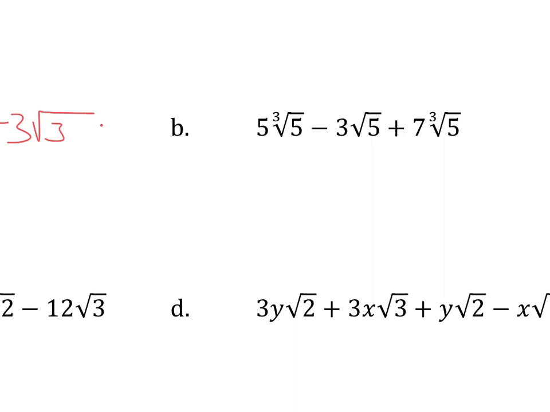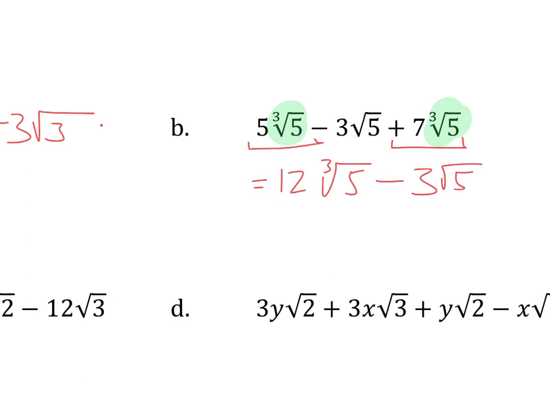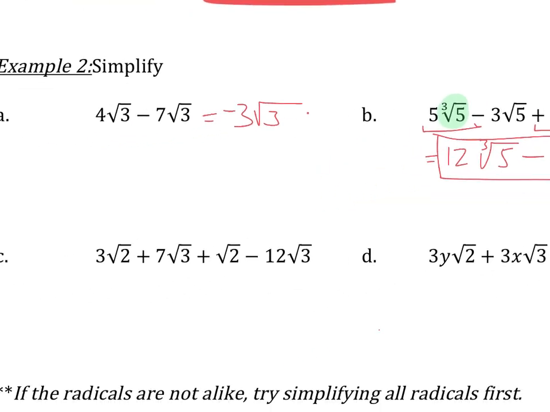How about this one? Well, careful, they look the same, but this one is the cube root of 5. This is the cube root of 5. Again, don't know what the cube root of 5 is, but I know I have 5 of them, and I'm going to add 7 of them. So that's going to give me 12 cube roots of 5. And we've got this minus 3 times the square root of 5. That's different. The square root of 5 is a different number than the cube root of 5, so you can't combine those. All right, so that would be the idea there. Only combining like radicals.